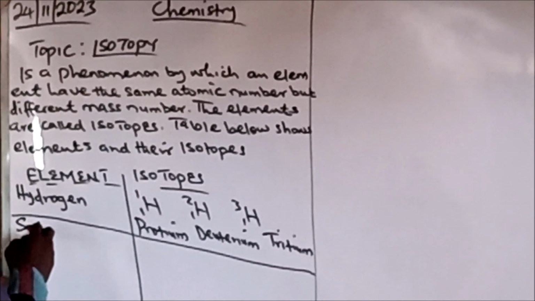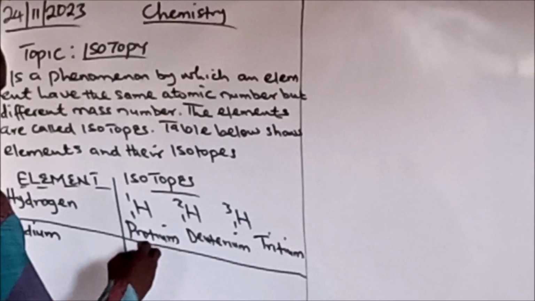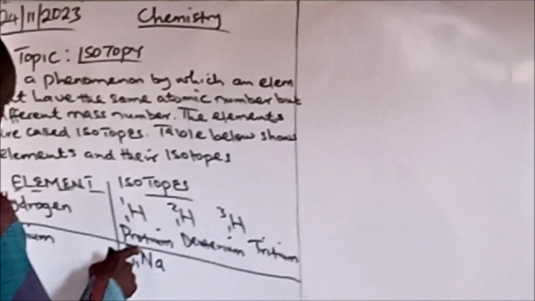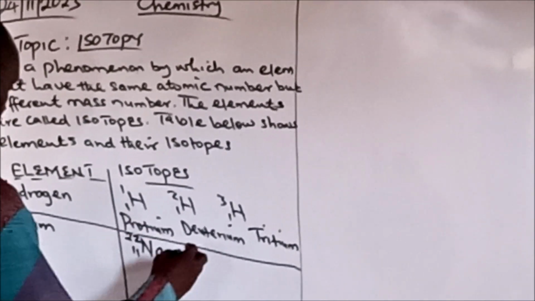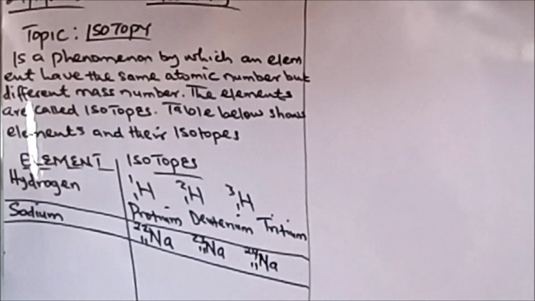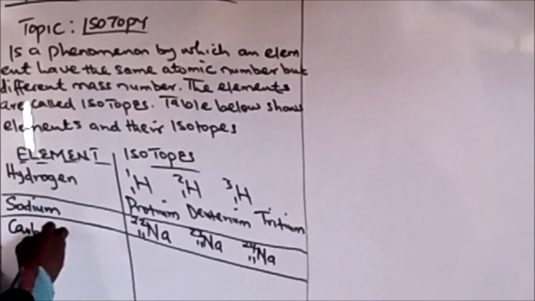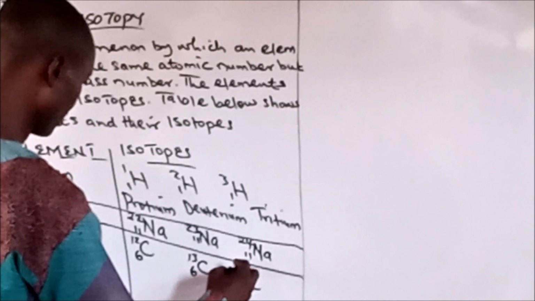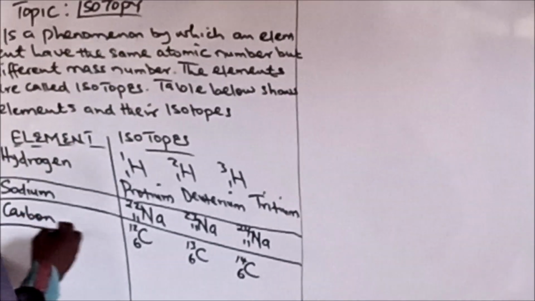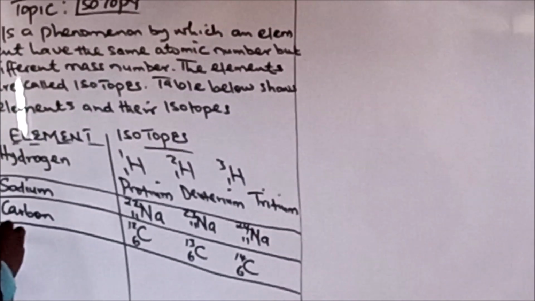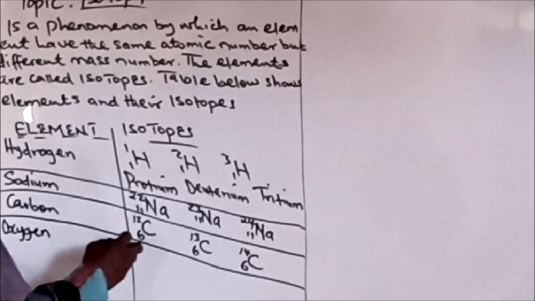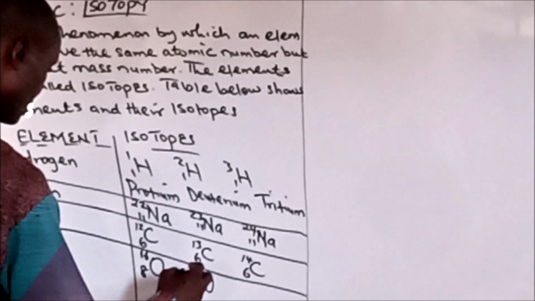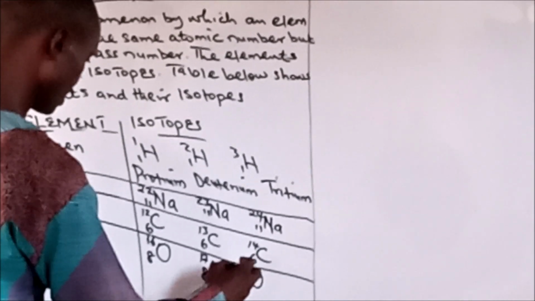Sodium. We have sodium-23, sodium-22. Carbon: carbon-12, carbon-13, carbon-14. Oxygen: oxygen-16, oxygen-17, oxygen-18.